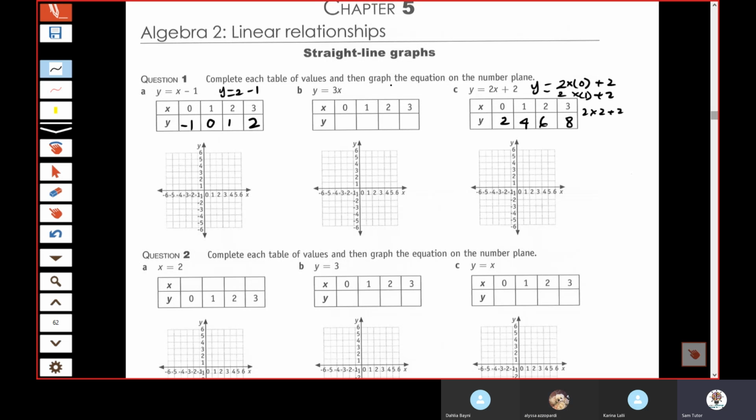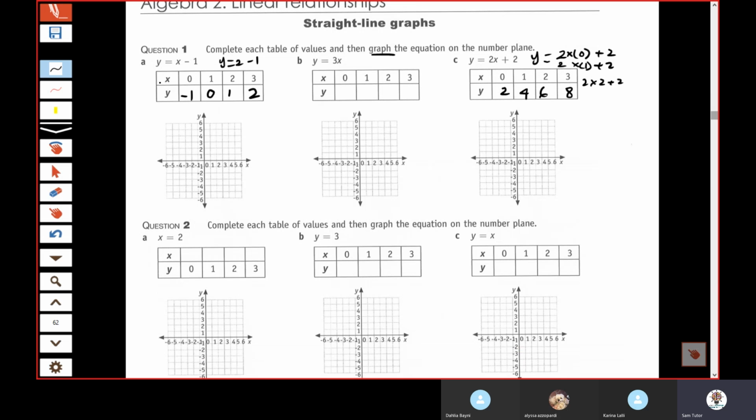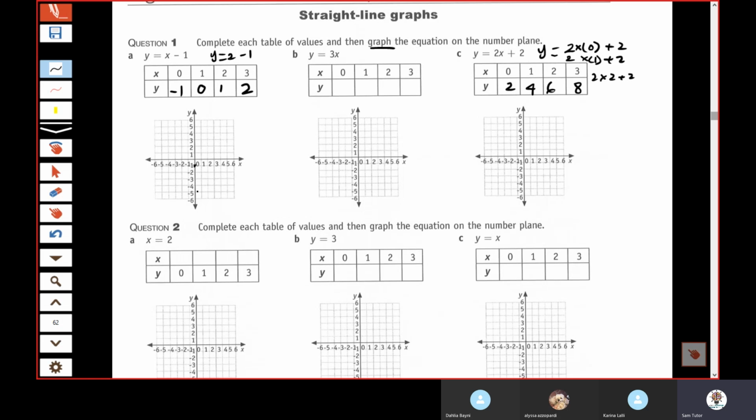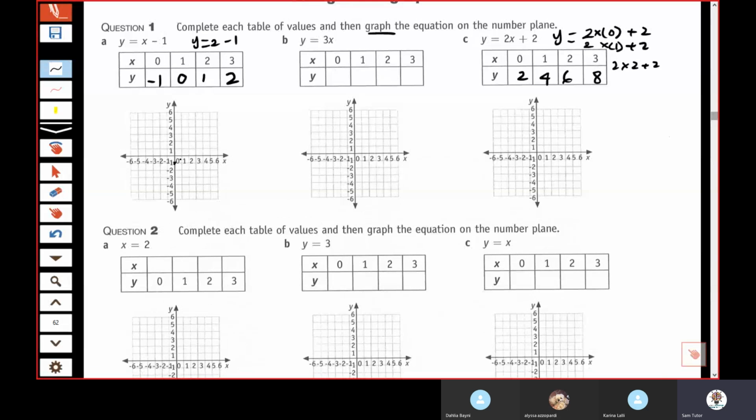Then, from that, you need to graph the equation. Okay, so let's graph this one first. So y equals x take away 1. Well, we know that when x is 0, y is negative 1. Somewhere there. I'm just going to zoom in a little bit. Okay. When x is 1, y is 0. So right there. When x is 2, y is 1. And pretty much when x is 3, y is 2.